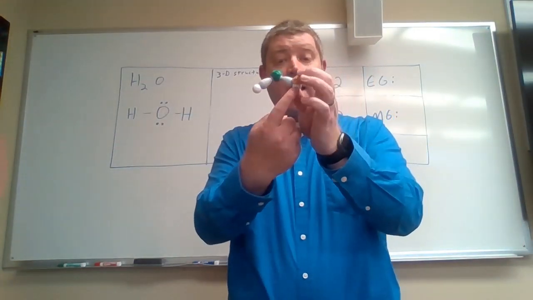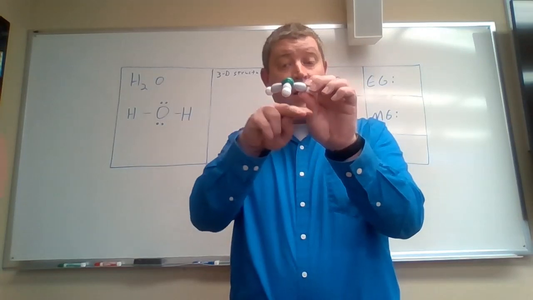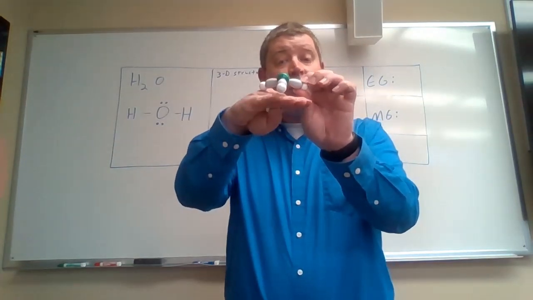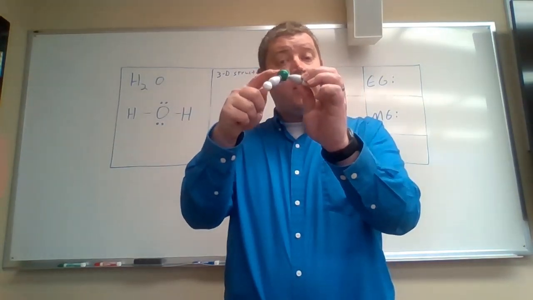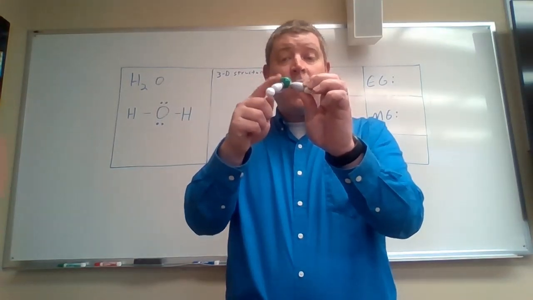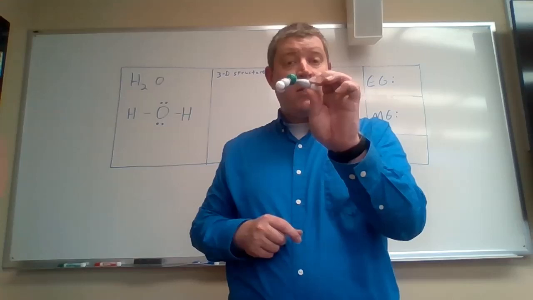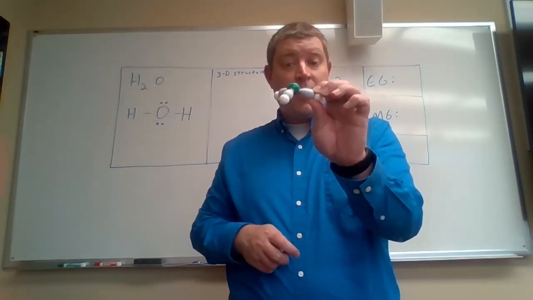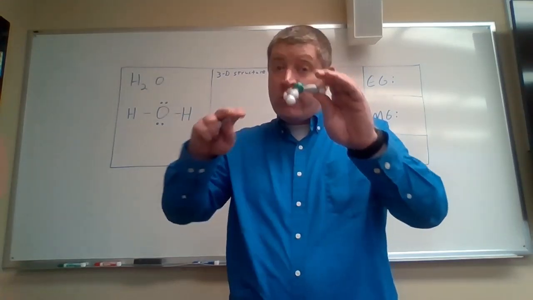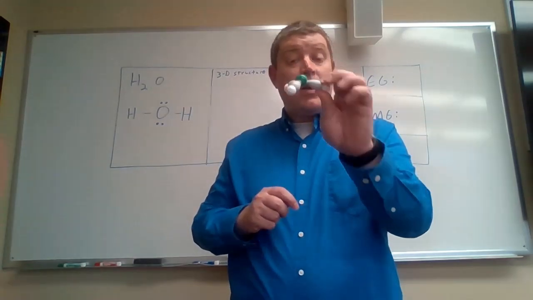These three atoms, the three white ones, are all in a plane. If I were to sit this on a table, those three would sit on the table, but the green one, the oxygen, that central atom, would sit above the table. And so this is not trigonal planar. This is trigonal pyramidal. It forms a pyramid. It's a very squished pyramid, but it's a pyramid shape.